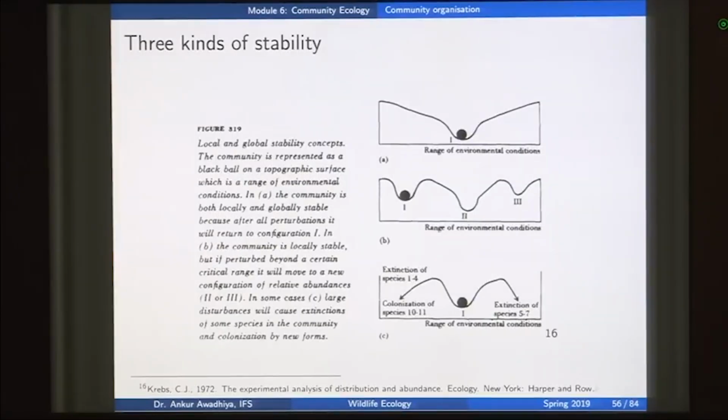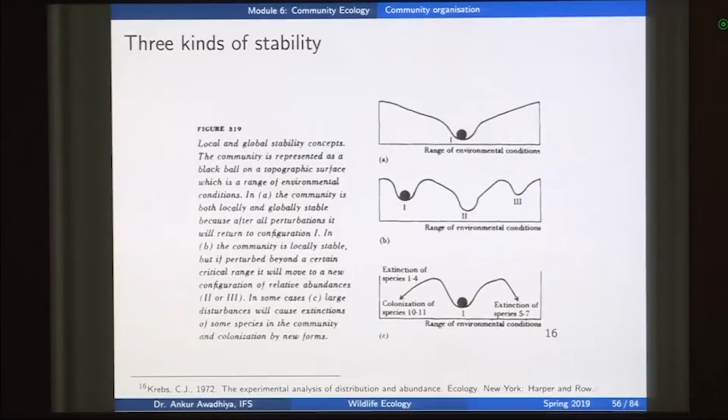Now, in the case of local stability, if there are small changes in the community, it will be able to bring things back to normal. But if there are larger changes, then the community will change and maybe become a very different community. A good example is when we are talking about successions. In the case of an ecological succession, the community is shifting from one local stability to another local stability.